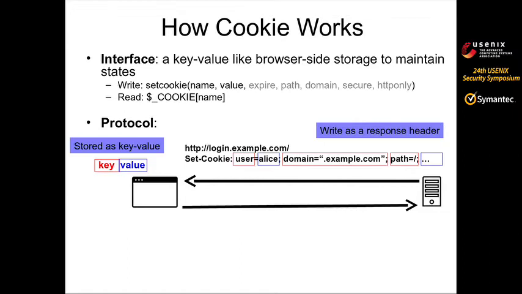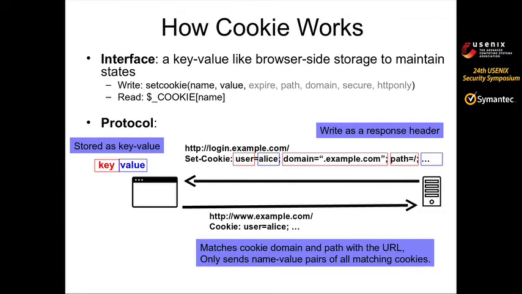The important detail is that when a cookie is stored, the key is not only the name. The key includes name, domain, and path. Also, when a cookie is sent, all cookies matching the URL are sent, and for those matching cookies, only name and value are sent without any other fields.